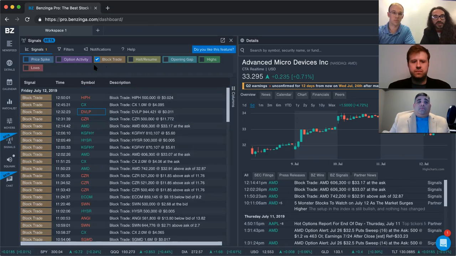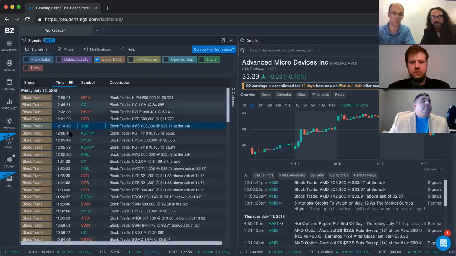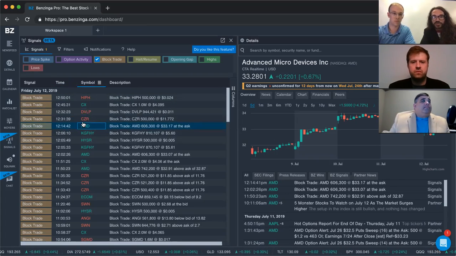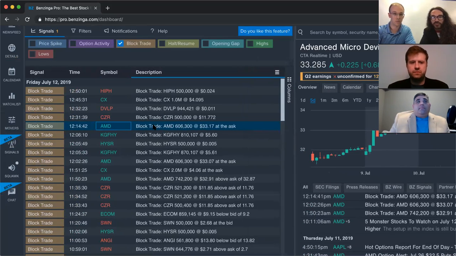What we're looking at here is probably 30 of these alerts, let's say. You can see the timestamps there to show you exactly when that block trade happened. You can see the tickers there to show you which stock the block trade happened in. And then you can see some actual details of the block trade. So let's just use this AMD one here as an example. Ooh, nice. Thanks for the zoom in there.